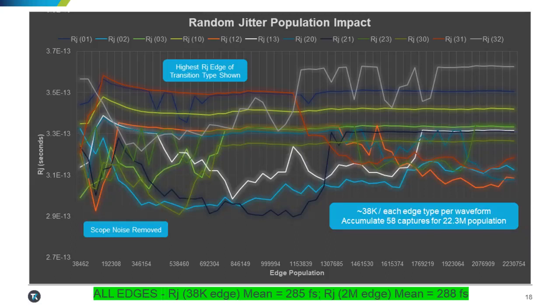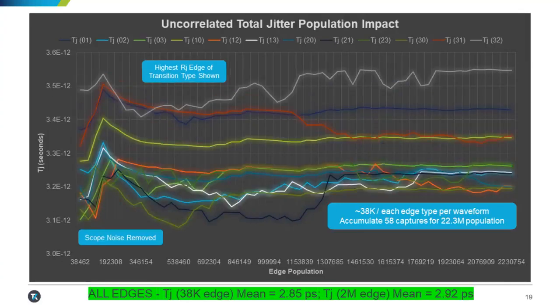So for all transition types with a single capture, so it's a 2 million UI capture, that means we have 38K edges. Our mean came out to 285 femtoseconds. Then with this deeper population, where we actually have 2 million of each edge type, and we were able to build up this population with multiple waveform captures, we came out to 288 femtoseconds. So we were able to show that was matching relatively well, which is great. Good sanity check for the spec.